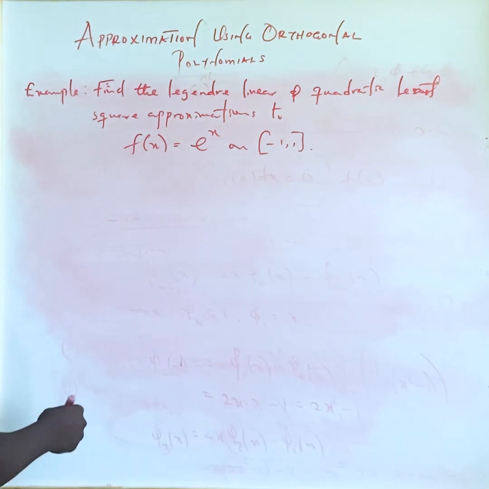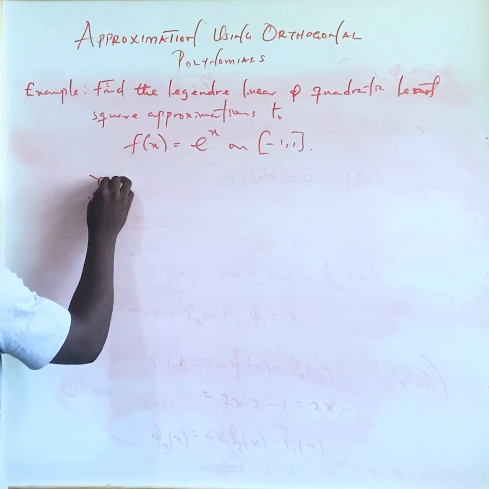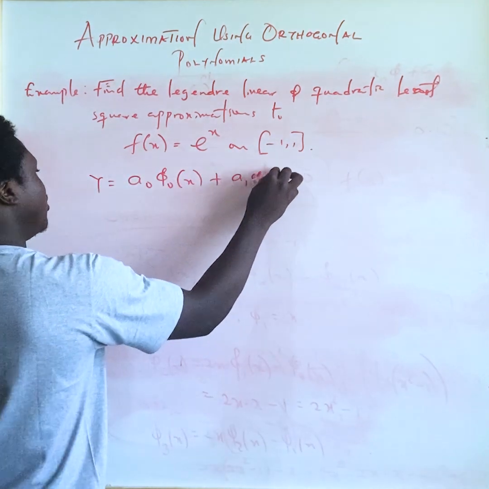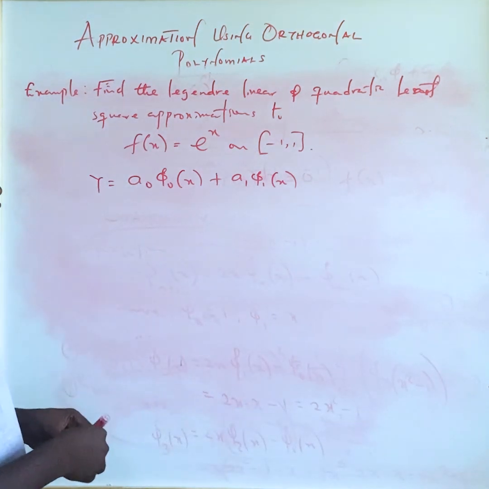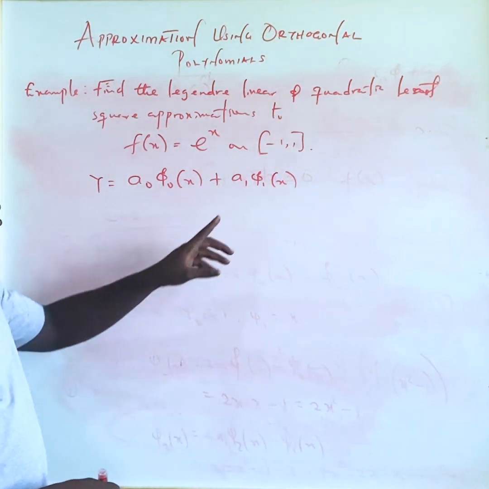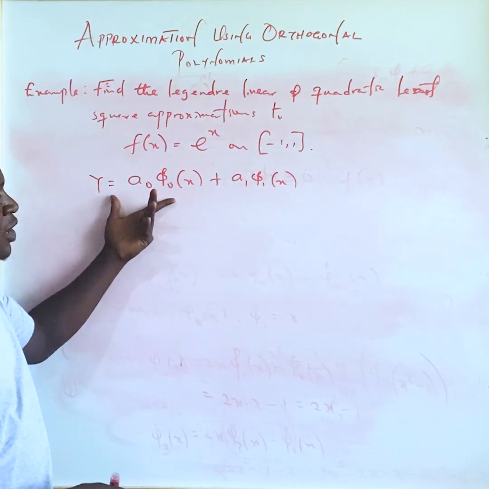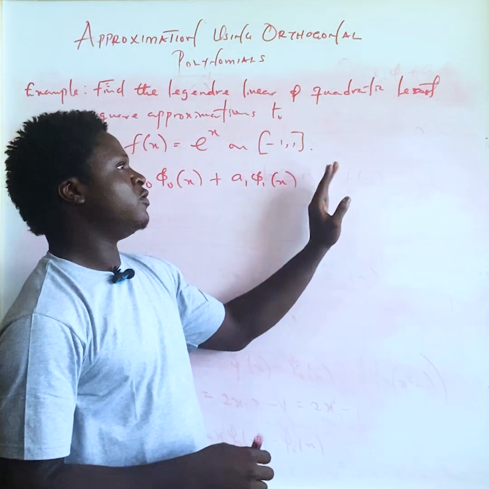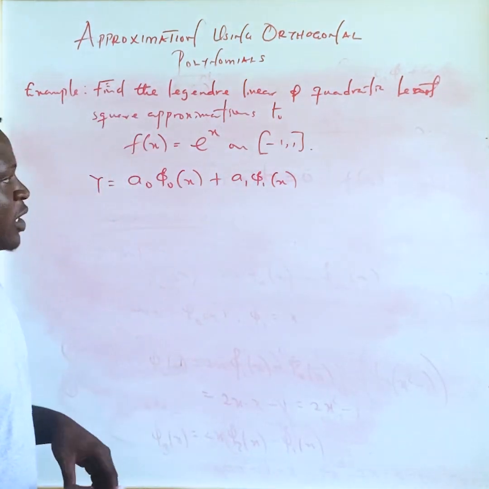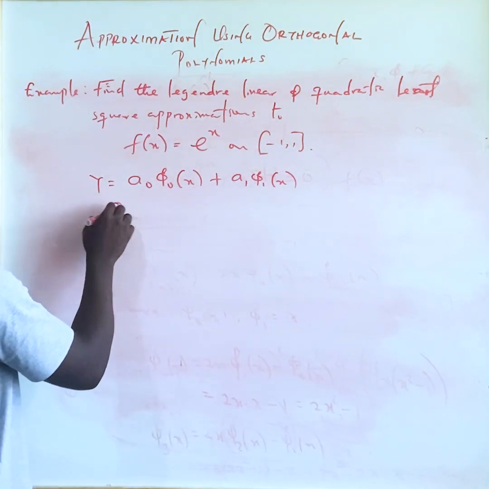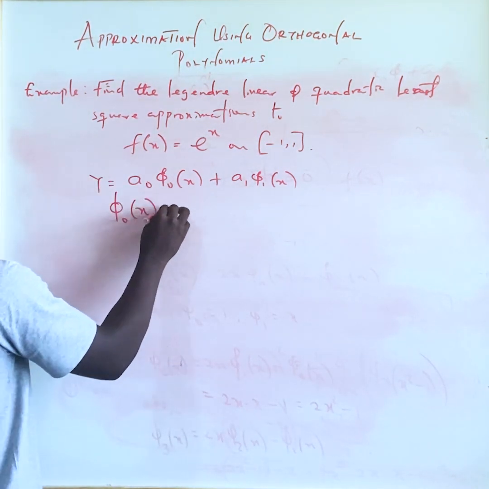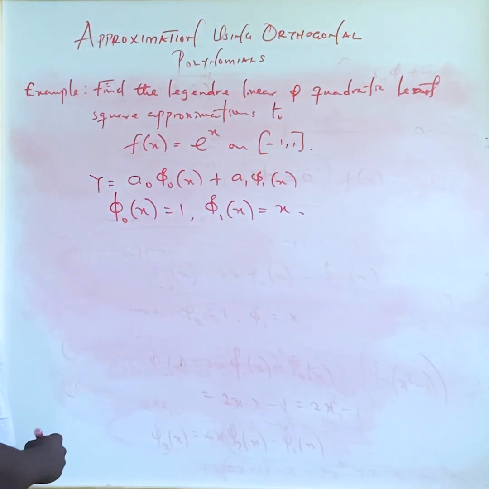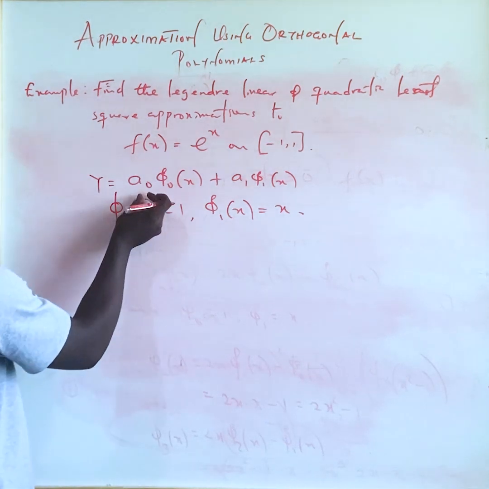So for our linear approximation, it is enough to say that our y should be equal to a naught phi naught of x plus a1 phi 1 of x. Why? We said our phi i is a polynomial of degree i. So phi 1 is a polynomial of degree 1, meaning that this whole thing will be a linear function. And then for degree 2, you can add a2 phi 2 of x, and so on. Of course, we are aware that for Legendre, our phi naught of x is equal to 1 and phi 1 of x is equal to x, as agreed earlier. Okay, so we need to get a naught and a1.